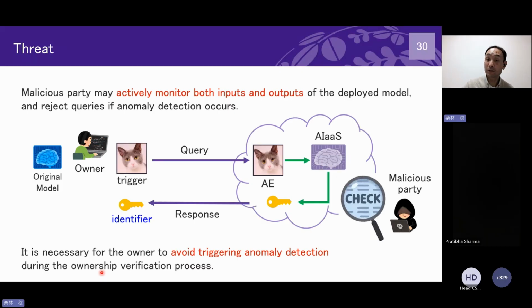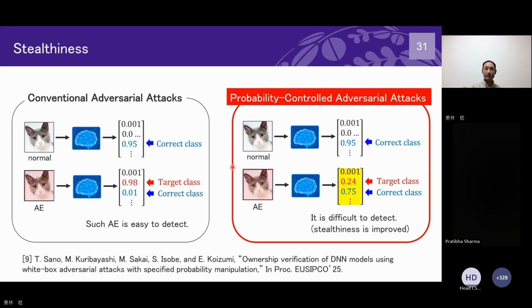So this is a threat model. So here's the owner and the malicious party, and the malicious party will try to observe the input and output of the AI models. And if some irregularities can be found, the malicious party will try to reject the queries from the owner. So this can be regarded as the stealthiness of the ownership verification process.